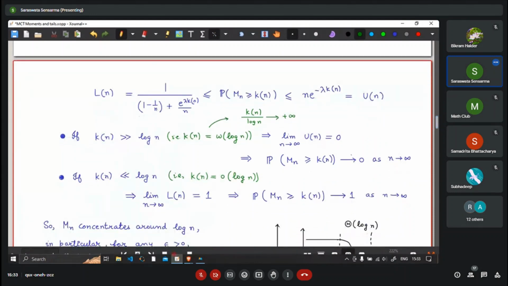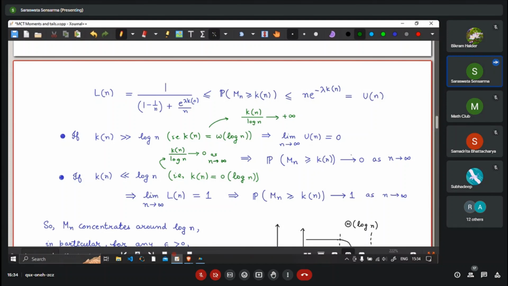And the other side is, we want to use this inequality now, is that Kn cannot be too much less than log n. If Kn is much less than log n, what happens? Ln is 1. And so the probability that Mn is greater than or equal to Kn is 1. So it's sort of trivially true. Mn is always greater than Kn if Kn is dominated by log n. By the way, I did not specifically mention these meanings of little omega and little o. Little omega just means this, and little o means the other way, such that Kn by log n actually goes to 0 as n goes to infinity.